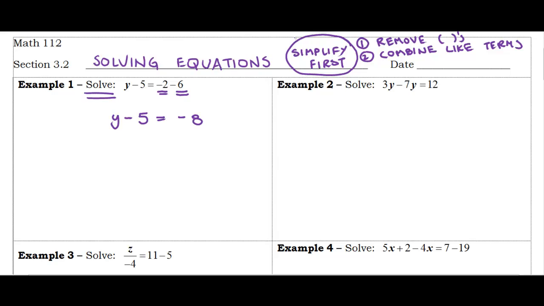Once I simplify, then I go ahead and isolate. Who do I want to isolate? Y. Who is getting in the way? Subtract 5. How do I undo subtract 5? Add 5. Add 5. On the left side, what is -5 and +5? It's 0, right? And 0 and y is just y, which is why we do this.